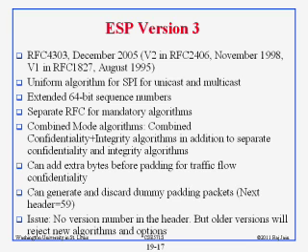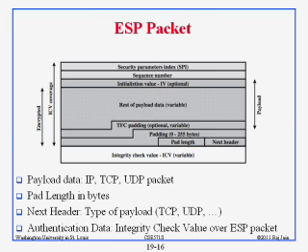Alright, moving on. ESP version 3 again came out in 2005 and again solves almost the same problem: unicast versus multicast, extend the sequence number, put in the mandatory algorithms, and if you want to get both confidentiality and integrity, it allows that combination. And then traffic flow confidentiality was added in version 3, the TFC padding. Can generate and discard dummy padding packets, next header is equal to 59.